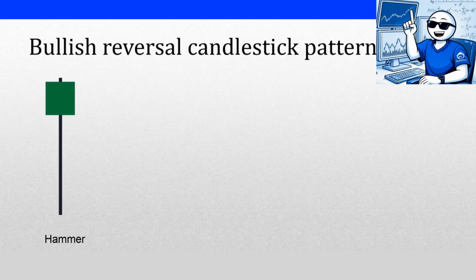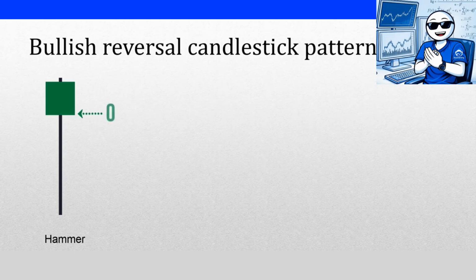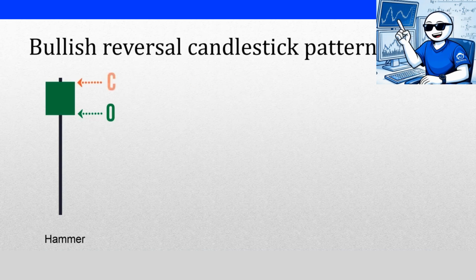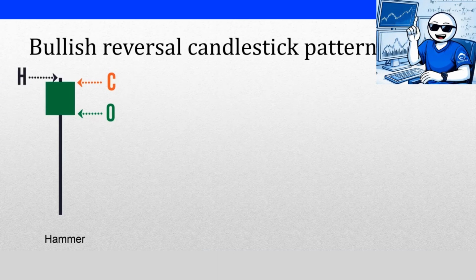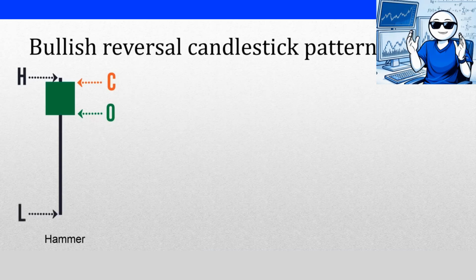So again, where's the opening price? Price opens over here. Where is the closing price? For a green candle, the closing price has to be above the opening price. So it's here. Where is the high of the day? Over here. So let's assume this is a daily candle. The high of the day is here, and the low of the day is over here. So what's the story of this hammer? It's quite interesting.